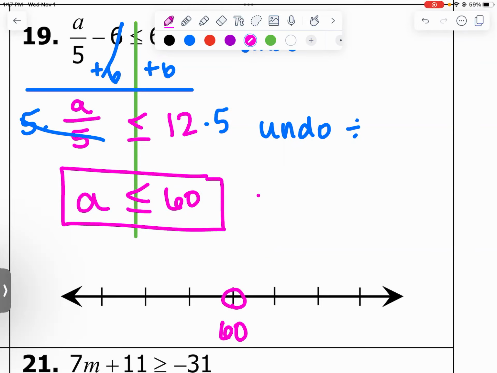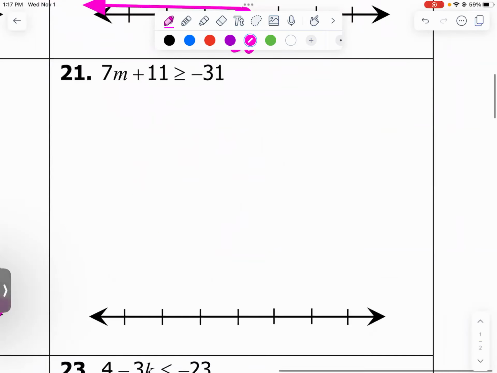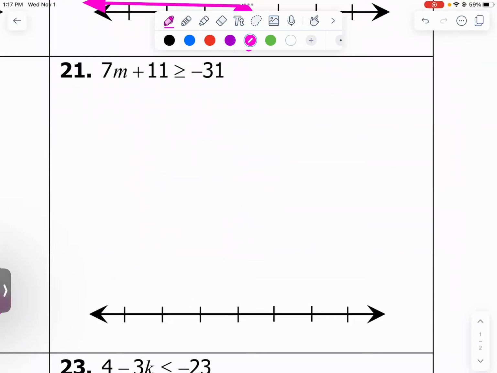Okay. Lainey, open or close circle? She said close. Oh, okay. All right. We're going to talk about 21 together, and then I'll give you an opportunity to try some on your own.